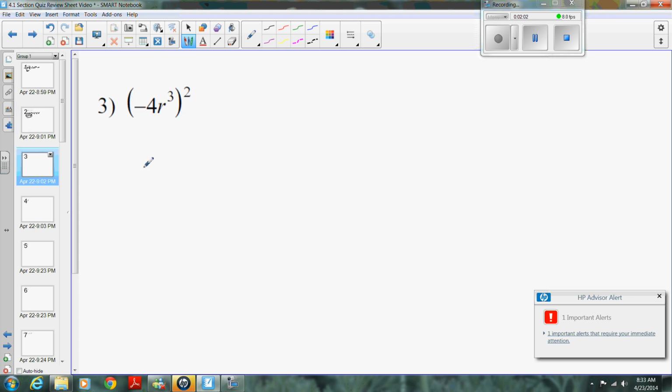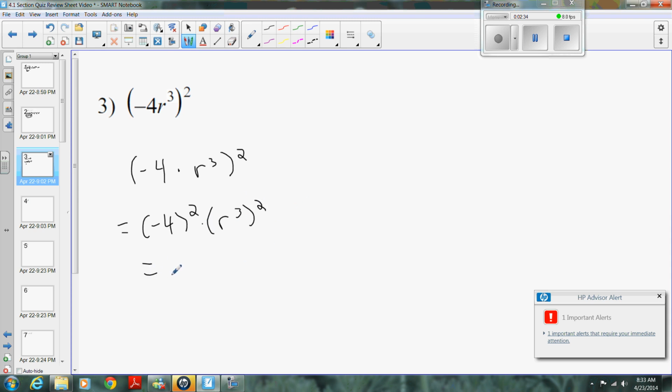Number 3, now we get to the power of a power property. When we're doing power of a power, just think about these separate products, once again, inside of the parentheses, meaning that if I'm going to rewrite this as products, this is really negative 4 times r to the third power, quantity squared. So these are two separate products inside the parentheses. We simplify this by raising them individually to the second power. So that's negative 4 quantity squared, and then r cubed quantity squared, still multiplied by each other.